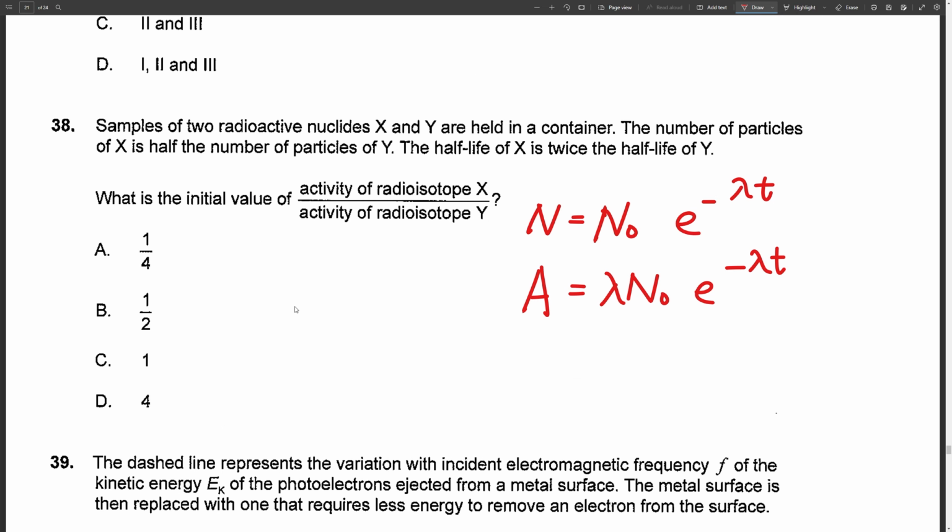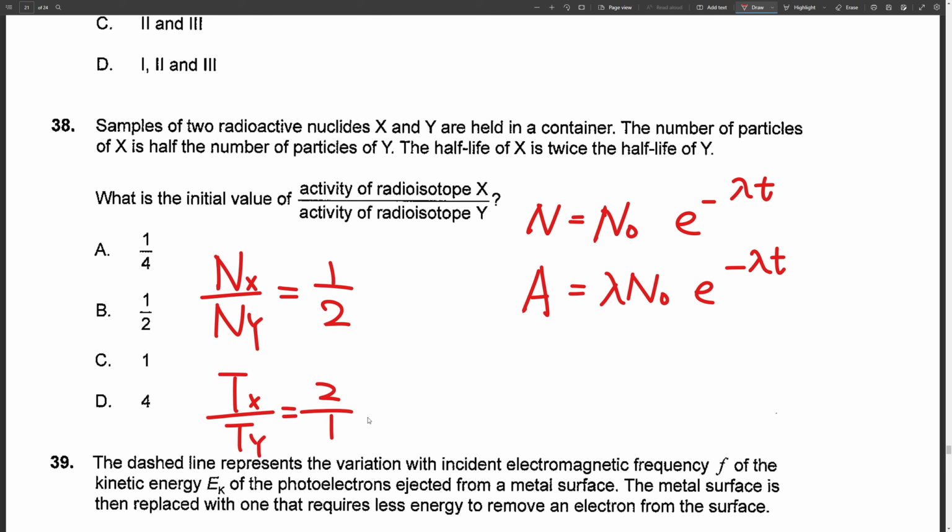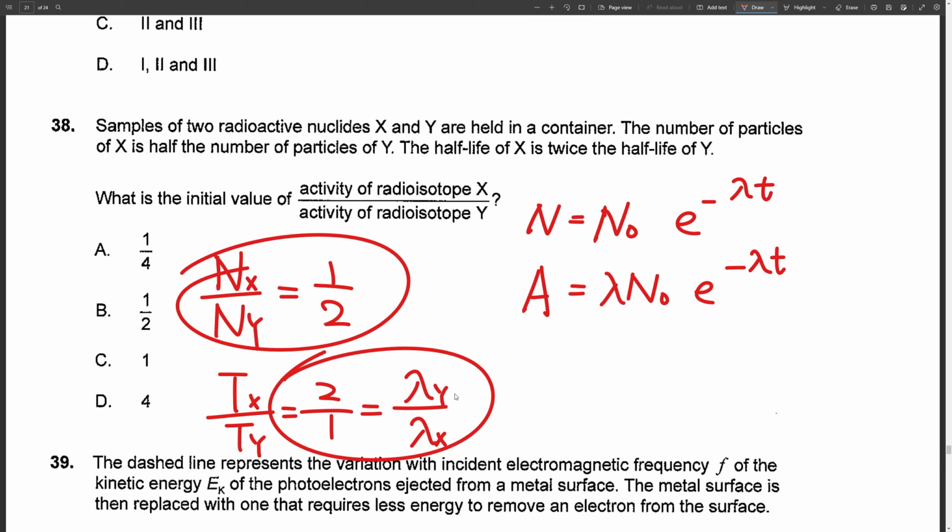Question 38, we have two different nuclides, X and Y, and the number of X and number of Y are in this ratio. X to Y is 1 to 2. The half-life of nuclide X to half-life of nuclide Y is 2 to 1. And this is the ratio of their decay constant. So let's bring these two ratios into action. And what do we do with these? We check the formula sheet.